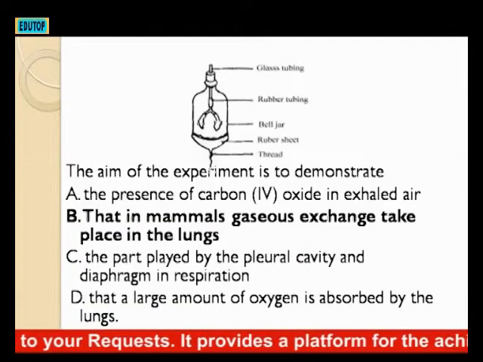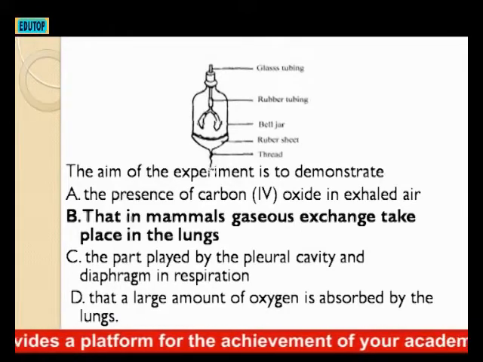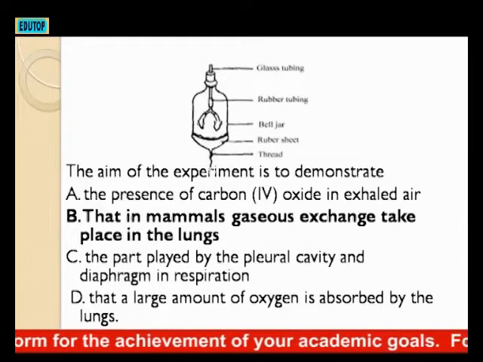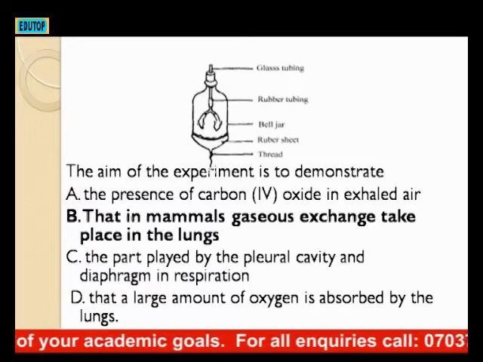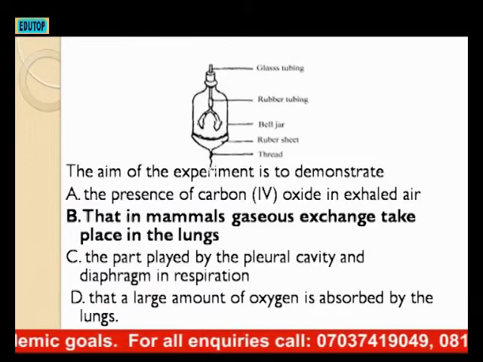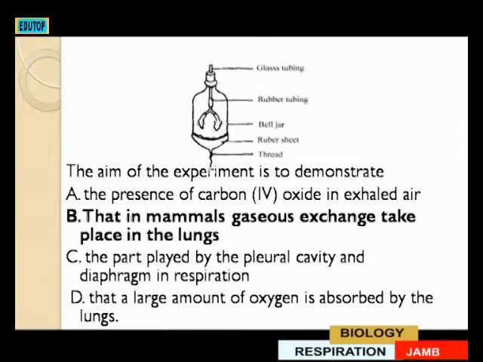The next question is diagrammatic, showing a rubber sheet having thread, then we have a balloon in it, analyzing the respiratory system. Now, we have the glass tubing, we have the bell jar. The experiment is inside the bell jar. We have the rubber sheet. We have 2 balloons. The 2 balloons represent the lungs. The rubber sheet, at the lower part of the diagram, is represented by the diaphragm. Then the space in the bell jar is the pleural cavity.